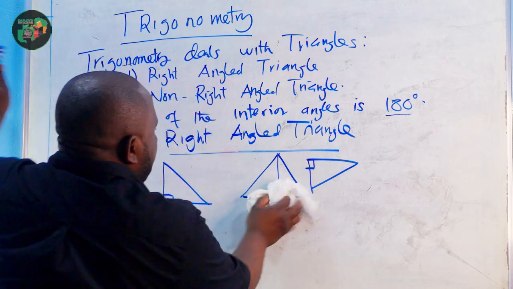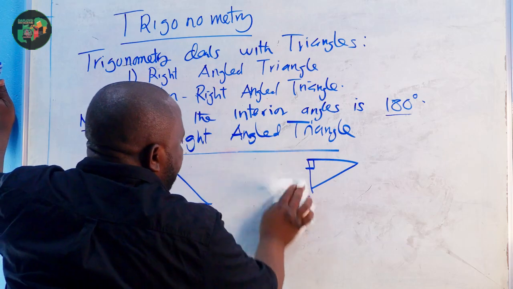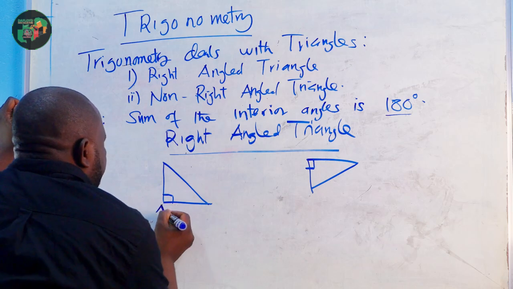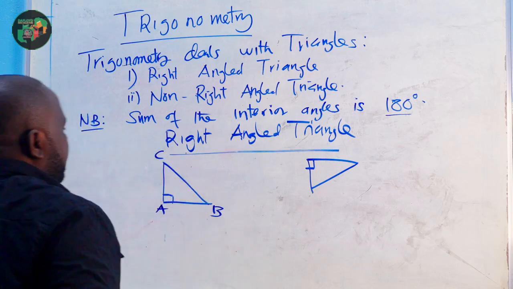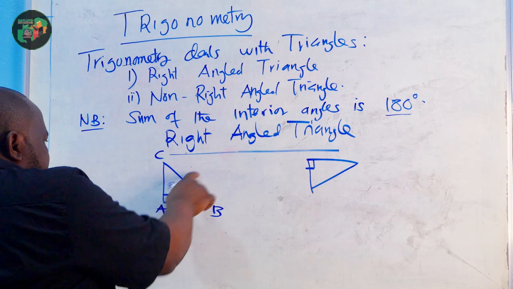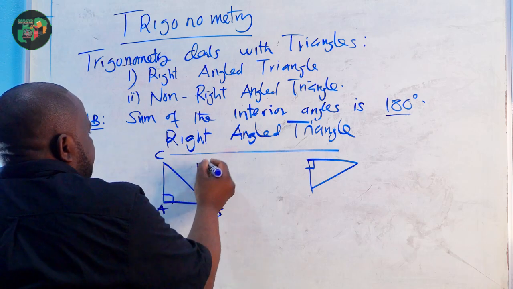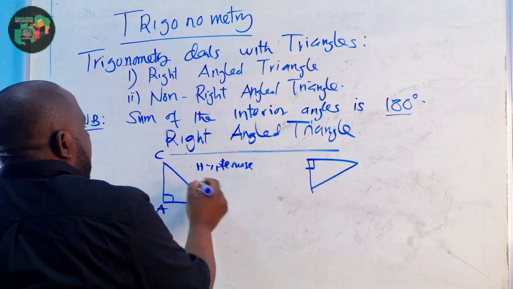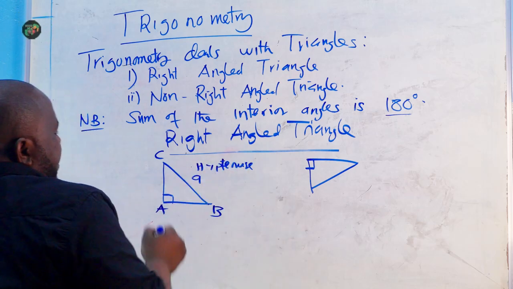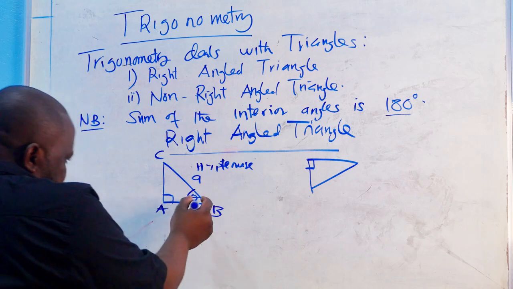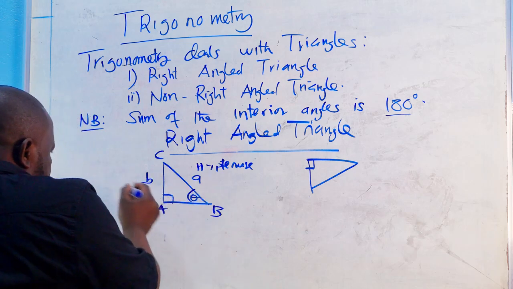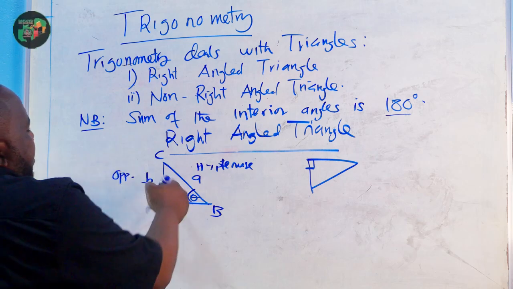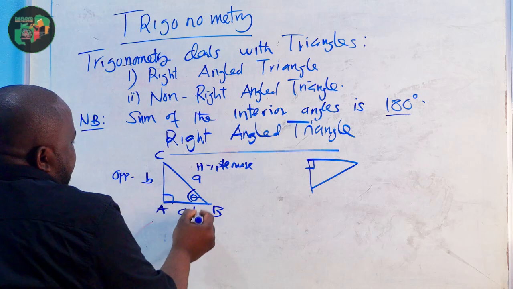But just to make it more simple, we just focus on the explicit parts of it. So if we have A, B, C, the side opposite the right angle is called the hypotenuse, which we can write as a small letter a. And if we are considering this angle as theta, this side B is called the opposite. And then this other side is called the adjacent.